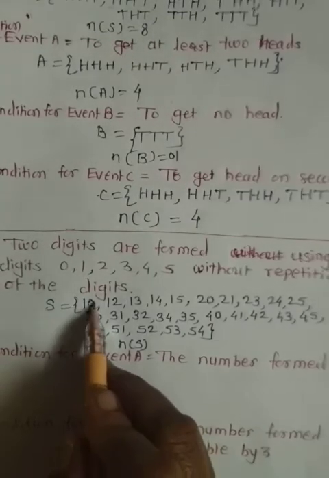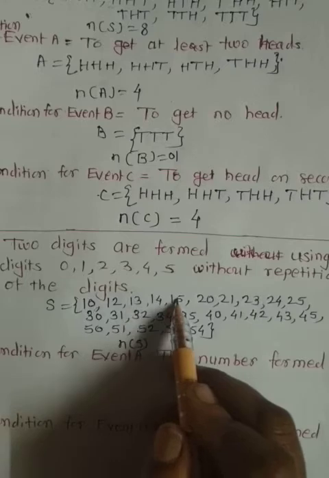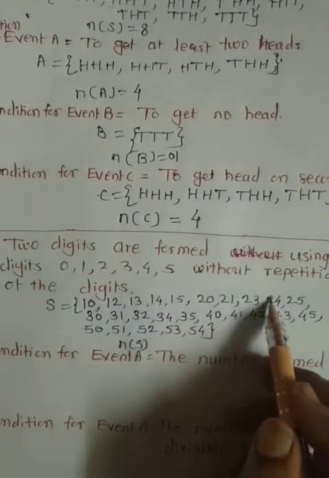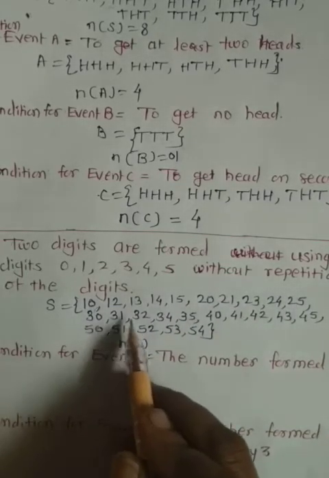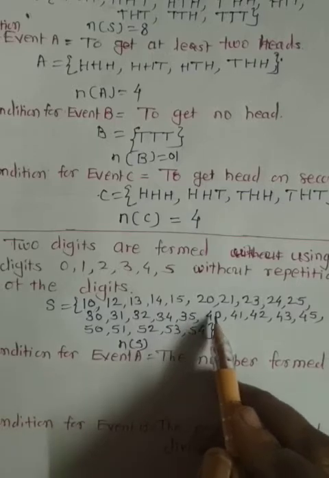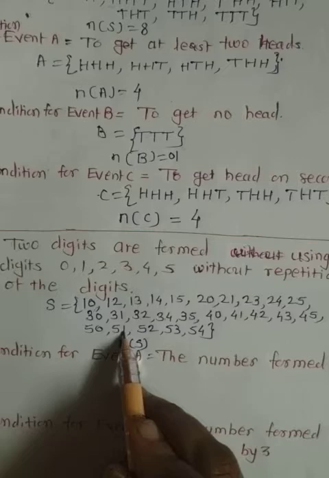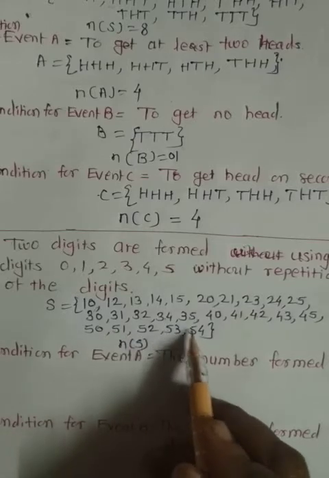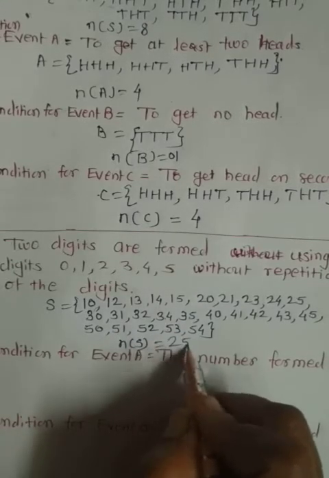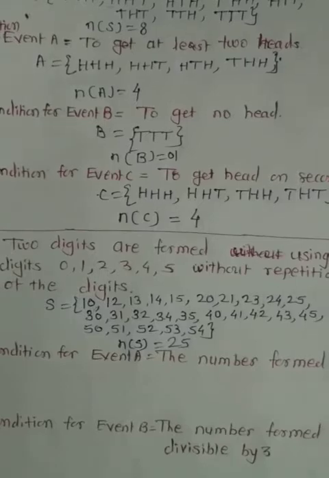Now we count how many numbers are formed, that is 1, 2, 3, 4, 5, 6, 7, 8, 9, 10, 11, 12, 13, 14, 15, 16, 17, 18, 19, 20, 21, 22, 23, 24 and 25. Means in this way total number of sample points is 25.